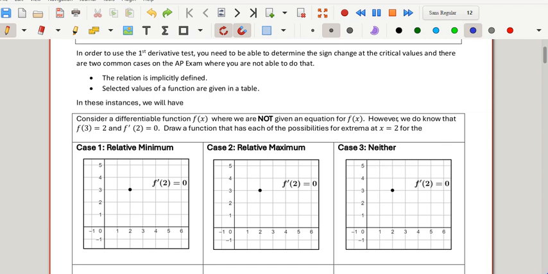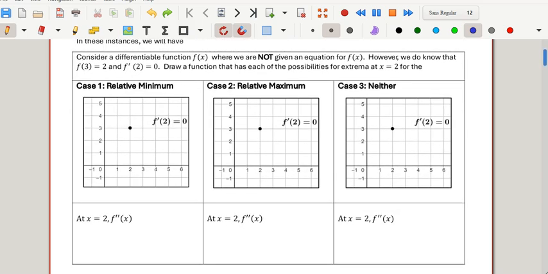Another good example is when your values are given in a table. You may not know enough about your function to make a sign chart. So we should see both of those questions. If we had more time, I'd probably have you think through these, but I want to show some graphs, and this is the picture of the second derivative test.